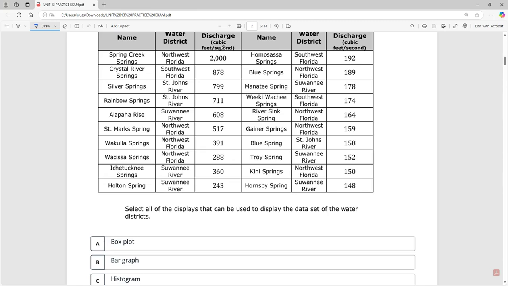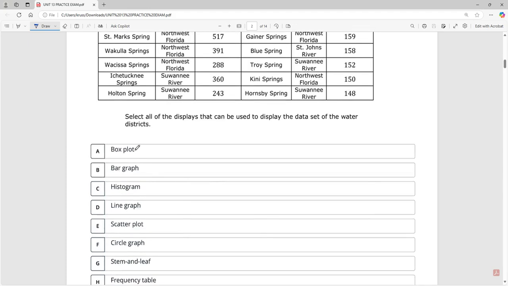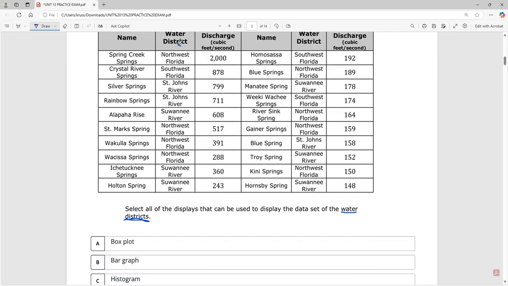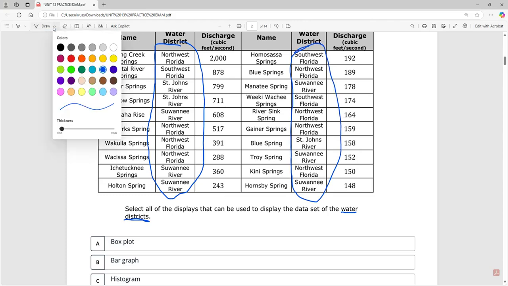Let's look at the first question, and we're going to select all the displays that can be used to display the data set of the water districts. Let's look to see what type of information the water districts is. The water districts is categorical. So how many water districts do we have?